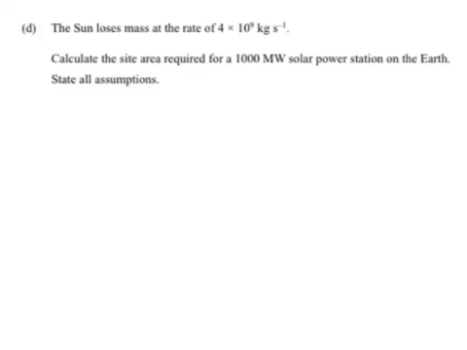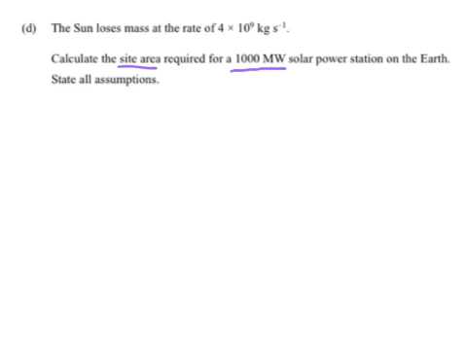The Sun loses mass at a rate of 4 times 10 to the 9 kilograms per second. That's 4 billion kilograms every second. Calculate the site area required, that's our aim, for a 1000 megawatt solar, that's a billion watts, solar power station on the Earth. State all assumptions. Wow. Now then, this is fantastic.